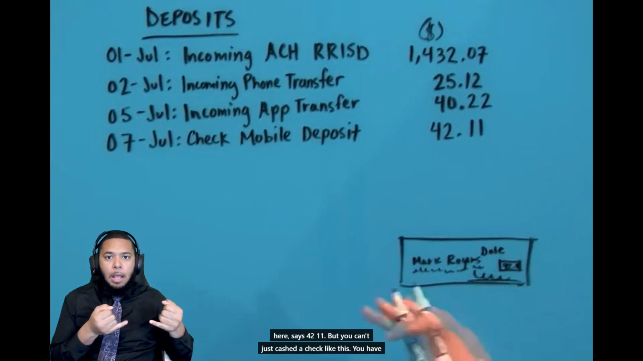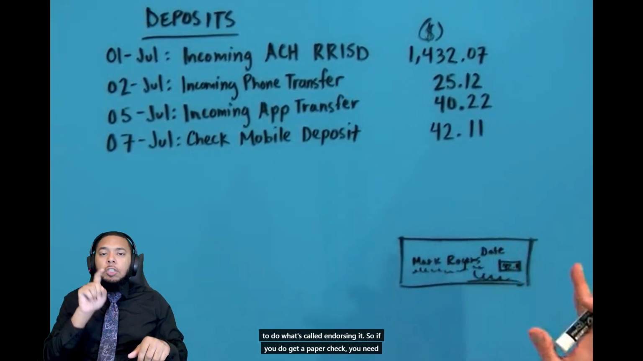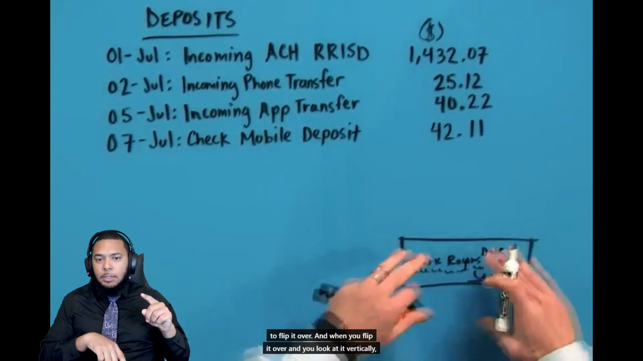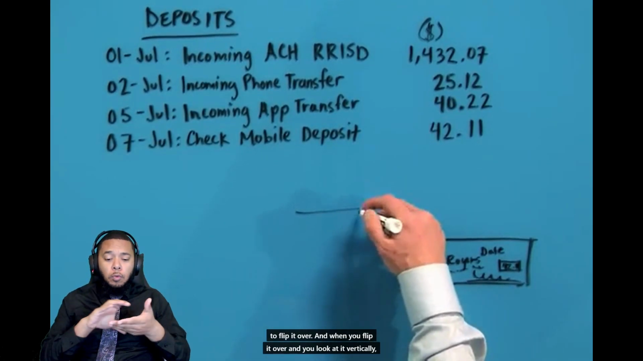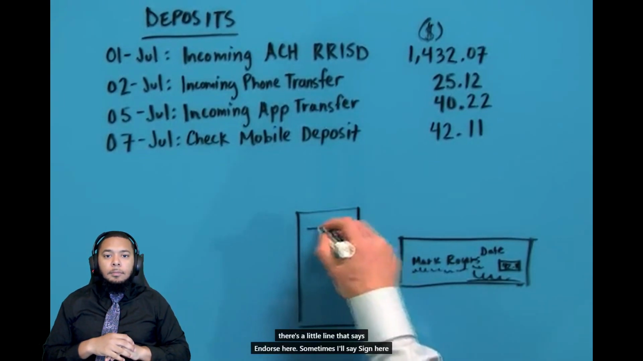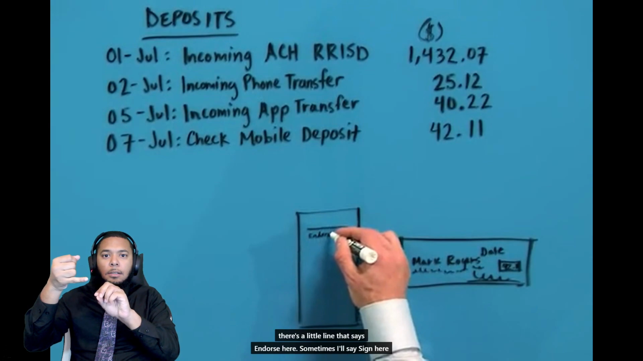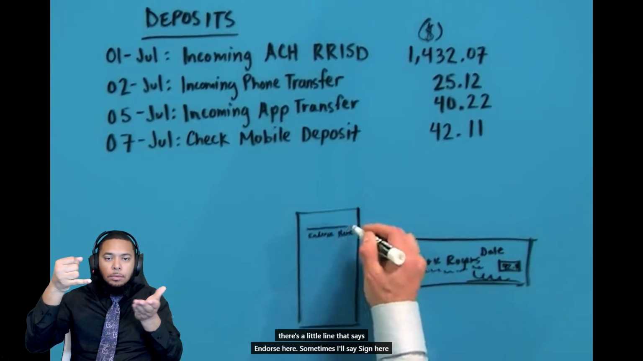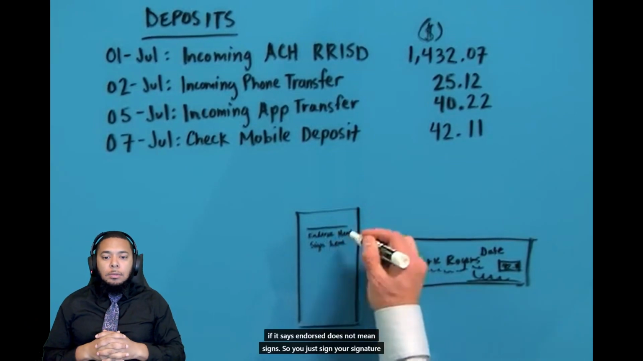But you can't just cash a check like this. You have to do what's called endorsing it. So if you do get a paper check, you need to flip it over. And when you flip it over and you look at it vertically, there's a little line that says endorse here. Sometimes it'll say sign here. If it says endorse, just know it means sign.